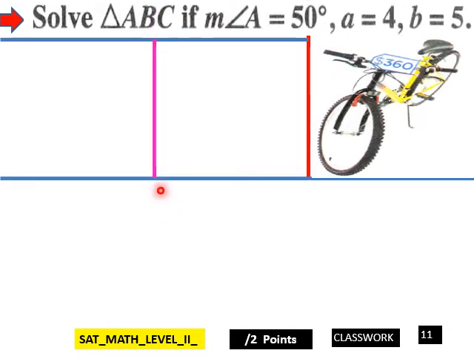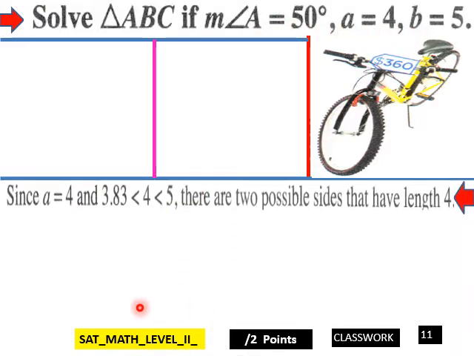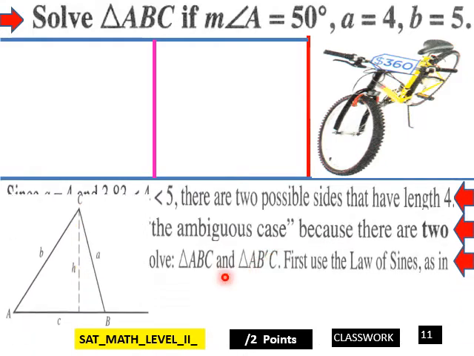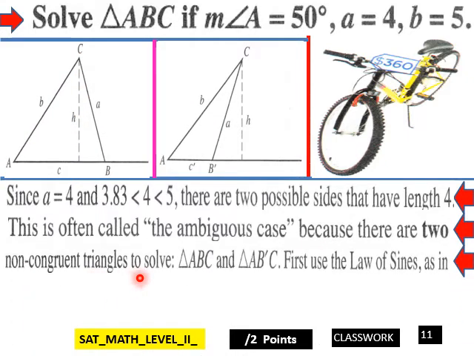So going into an example of this, if triangle ABC has measure of A equals 50, a equals 4, b equals 5. Since a equals 4, and 3.83 is less than 4 is less than 5, there are two possible triangles with a side of length 4. This is often called the ambiguous case because there are two non-congruent triangles to solve: ABC and then AB prime C.